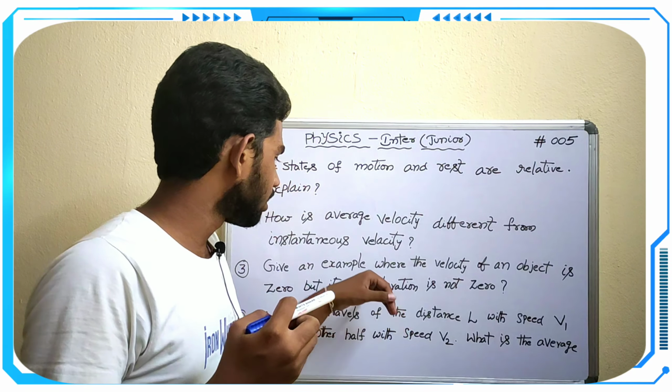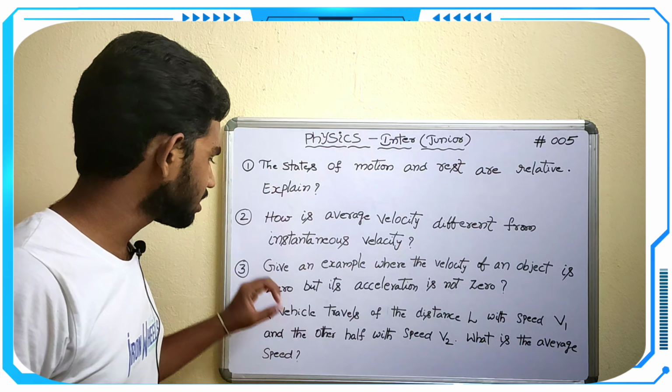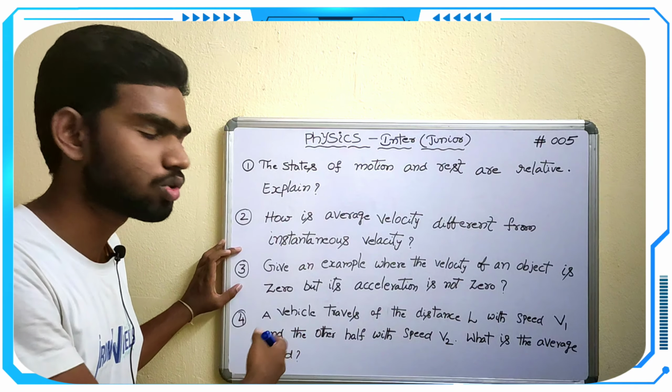As it comes downwards, the acceleration is due to gravity, that is g, so a becomes g, and g has the value 9.8 meter per second square. It does not equal 0. But the final velocity at maximum height is 0. So this is the simple example, and we can get 2 out of 2 marks in this question.